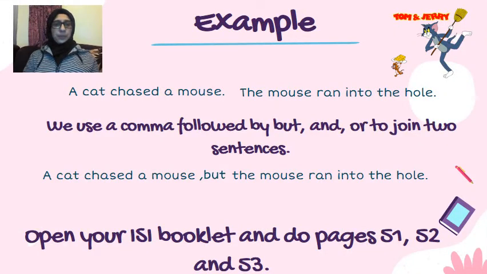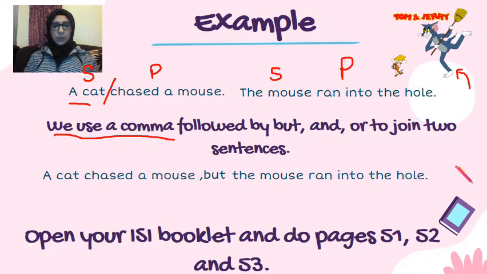For example, a cat chased a mouse. The mouse ran into the hole, just like Tom and Jerry. Now, how can I make these two sentences into one? A cat, this is the subject, chased a mouse, this is the predicate. The mouse, this is the subject, ran into the hole, this is the predicate. Okay, now we need to join these two sentences together.